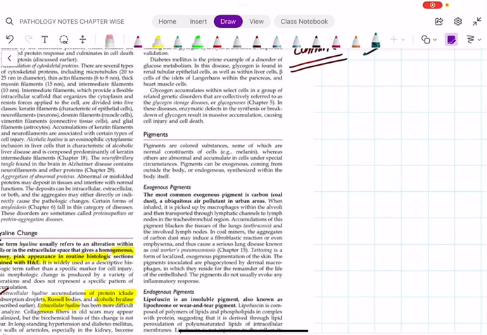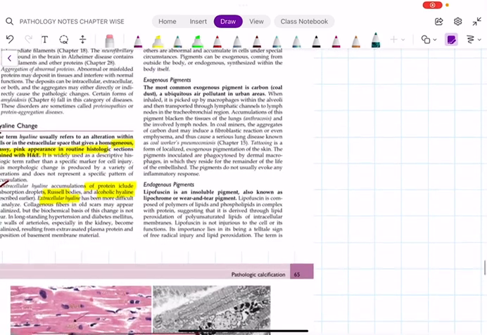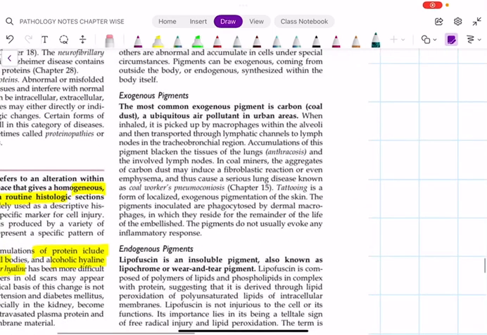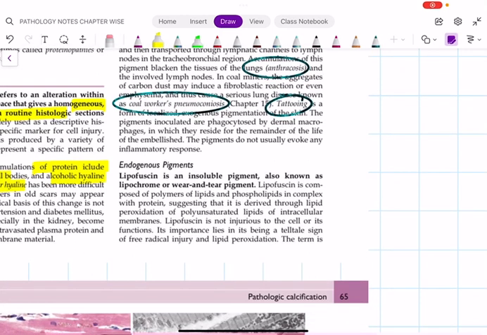Fine. Coming to pigments. We have exogenous pigments, we have endogenous pigments. Exogenous means from outside. We have coal worker's pneumoconiosis, anthracosis, that is accumulation of black color pigments, tattooing, all those are examples of exogenous pigment. Endogenous pigment, yes, lipofuscin, which is an insoluble pigment, also called lipochrome or wear and tear pigment. It is mainly derived as a result of peroxidation of polyunsaturated lipid.